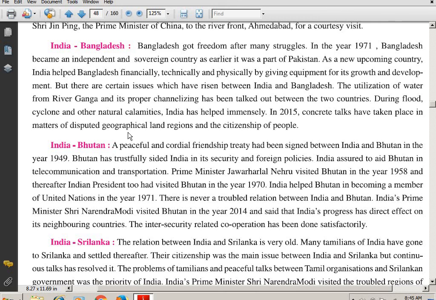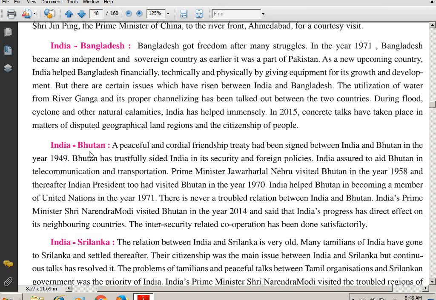India helped Bangladesh to get freedom. Once it got freedom, India helped economically, financially, physically and technically. But why did an issue arise? Because of the water of the Ganga river. But the talks were held, and that is how the matter was solved.